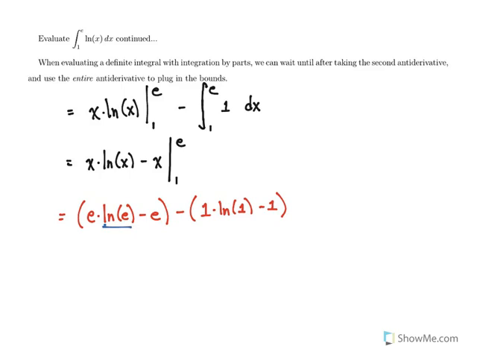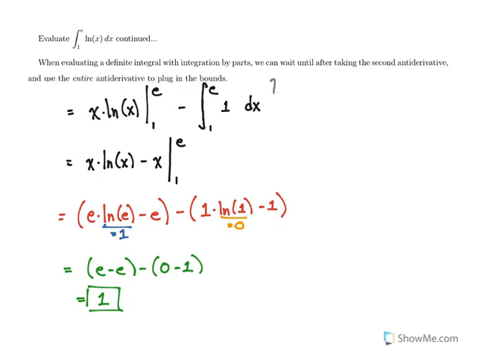We have that natural log of e is equal to 1. We have that natural log of 1 is equal to 0. So we could simplify this. This is going to be e minus 0 minus 1. e minus e is 0. This is going to give us just a positive 1 as a simplified answer.